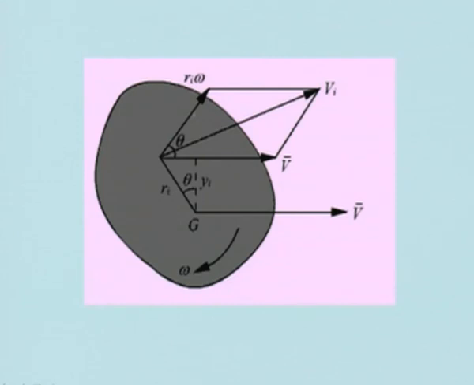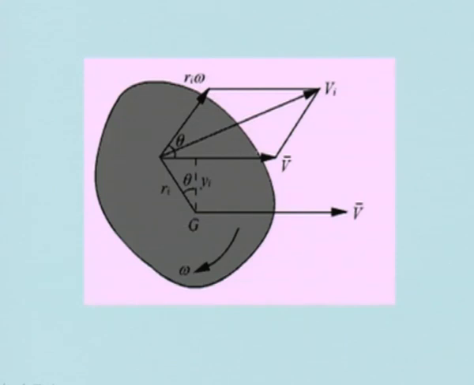Now, this particle has a relative velocity with respect to G in the perpendicular direction to r_i, because in a rigid body the particles do not move towards each other. So, they cannot have any velocity component towards any other particle. Two particles cannot have relative motion along their line of joining, and therefore the relative velocity has to be in this direction, and that is r_i omega.